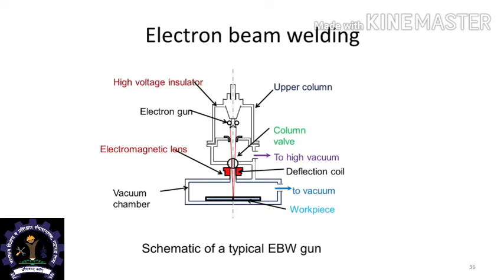So, you normally need an evacuated chamber so that the electron beam can arrive onto the sample surface, and you would also have coils that would guide the path of the electron beam so that it can be precisely located on the workpiece. And one of the important aspects of electron beam welding is the vacuum chamber.